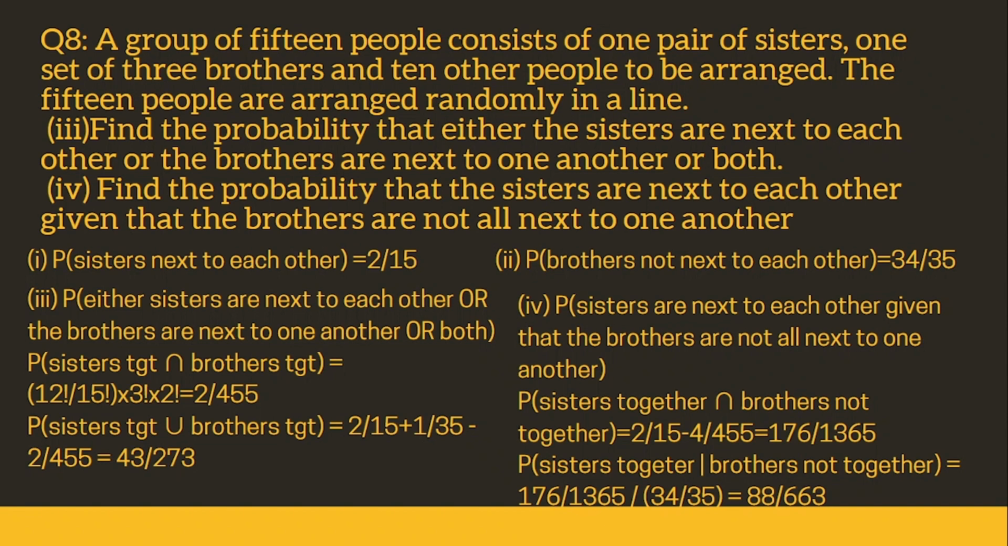Then for part 4, find the probability that the sisters are next to each other given that the brothers are not all next to each other. For this, we are going to find the probability that the sisters are together and the brothers are not together. So it will be 2 over 15 minus 2 over 455, which in this case is going to be 176 divided by 1365. Then we'll do the conditional probability. In this case, it's just going to be 176 divided by 1365, divided by our 34 over 35, which will give a final answer of 88 divided by 663.